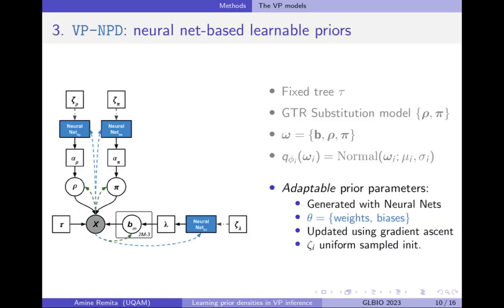To add more flexibility to the prior densities, we thought of using feed-forward neural networks to generate the values of these parameters from uniformly sampled input zetas. The weights and the biases of each neural network will be updated jointly with the variational parameters during the inference using gradient ascent. This is the VPNPD model.